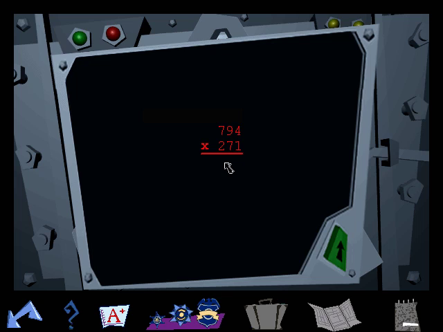This is a lot harder than it looks. A lot harder. Four times seven equals 21? No. 24. Oh, 32. Is that right? 32. 14, 21, 28. Oh, it's 28. Never mind.